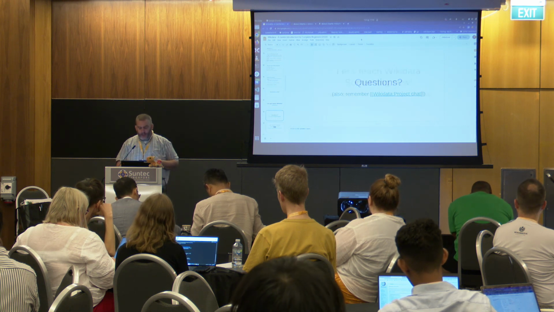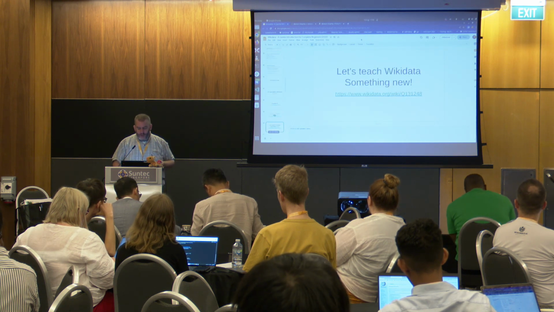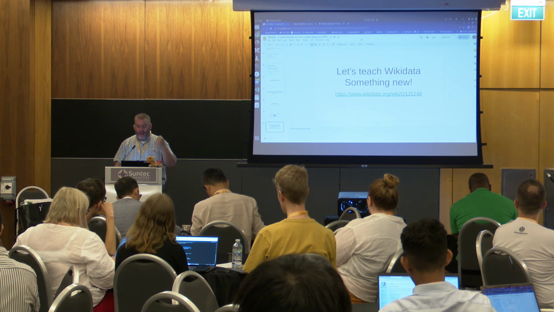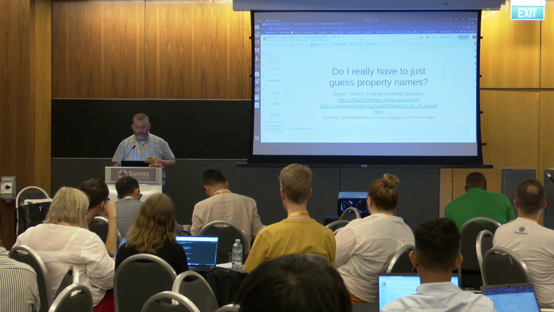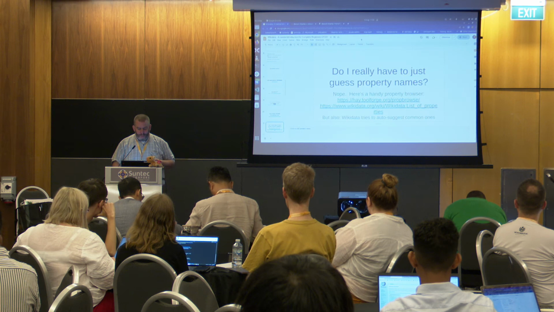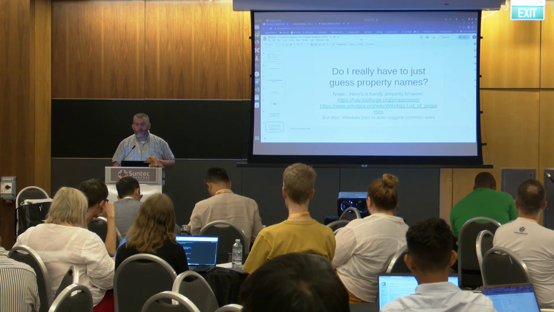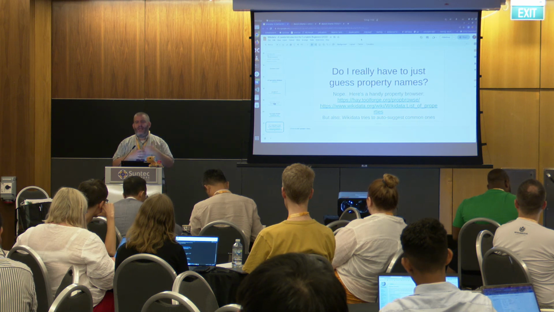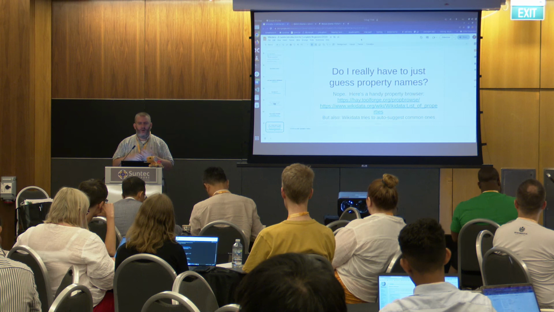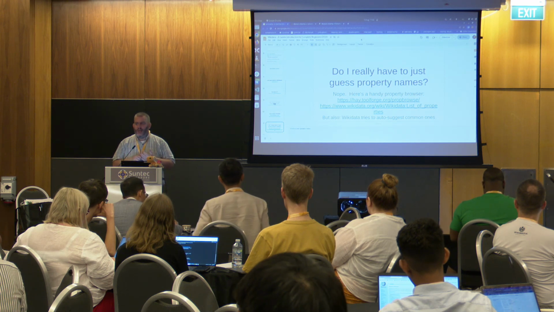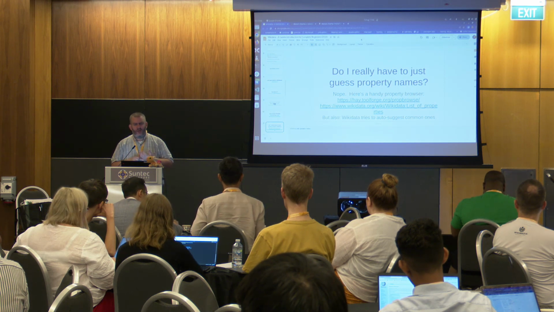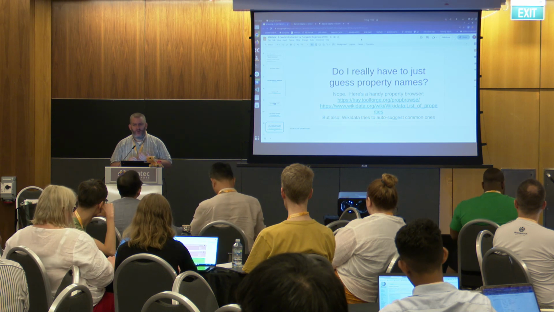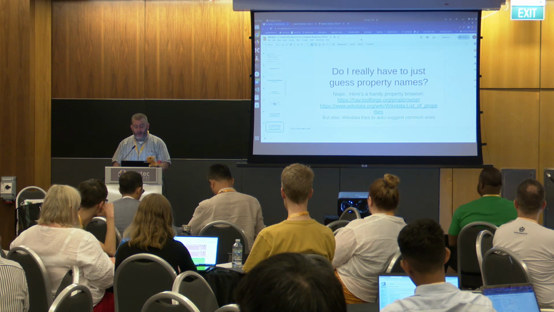And I want to continue to teach you about queries, which is where the power of Wikidata really shines. But first, when you put something into Wikidata, you don't have to guess the property name. Like, I want to express where this person was born. Is it called birthplace or place of birth or place where this person was born? What is the name of the property? You don't have to guess.